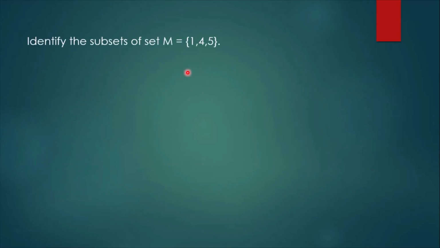Now let's identify those subsets to see if it is really 8. First, the empty set. This is the fact we mentioned earlier that the empty set is a subset of every set. Next, 1, 4, 5. Then the pairs: 1 and 4, 1 and 5, 4 and 5. And lastly, the whole set, because we said earlier that every set is a subset of itself: 1, 4, 5. If we count, 1, 2, 3, 4, 5, 6, 7, 8. So, there are 8 subsets of set M, and these are its subsets.